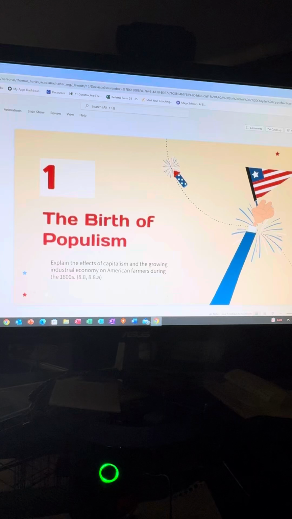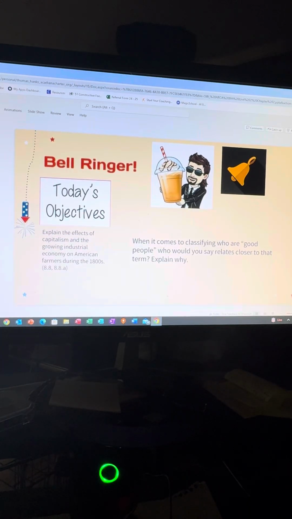All right, let's get rolling. This is lesson 1, for Monday, September 30th. We have our lesson titled The Birth of Populism. Explain the effects of capitalism and the growing industrial economy on American farmers during the 1800s. Awesome. So right here, we have our bell ringer.